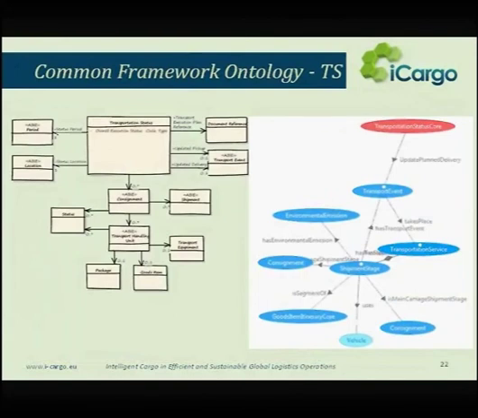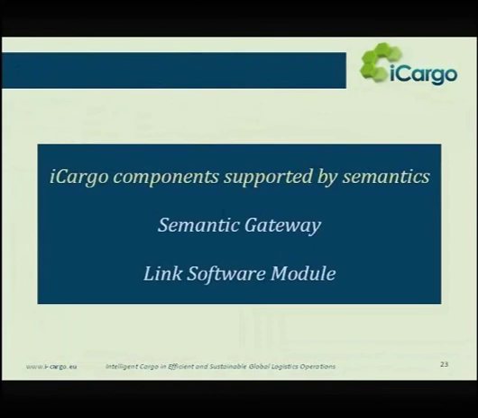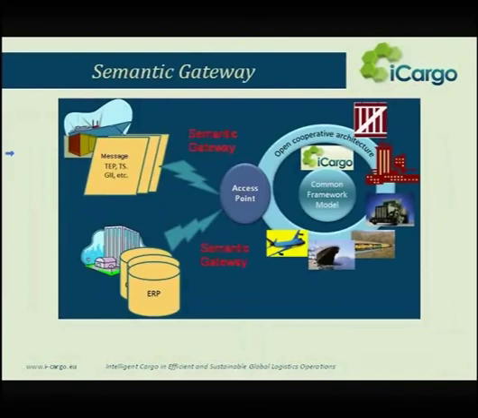So now we are going to talk about the different components that have been developed in iCargo, making use of the different ontologies. So this is the semantic gateway that Matthijs has already introduced. This module allows external companies to the iCargo ecosystem to exchange messages with the companies compliant with such ecosystem. The semantic gateway abstracts users from the underlying ontology and the necessary technology to support its operation.